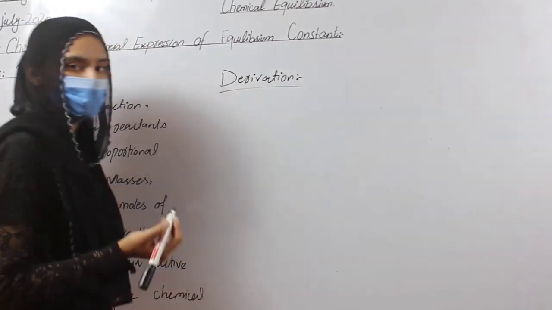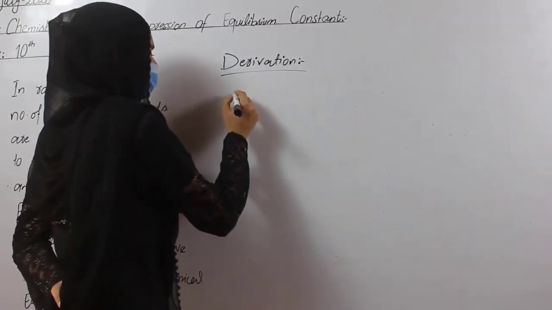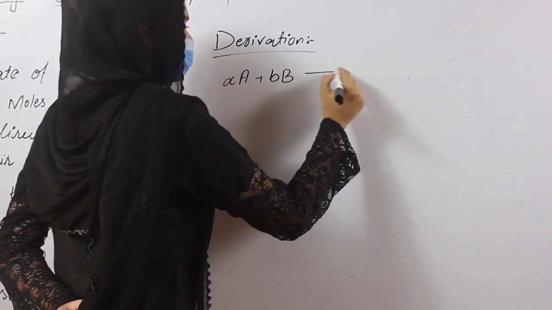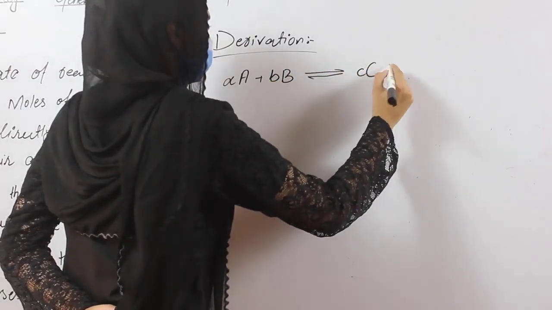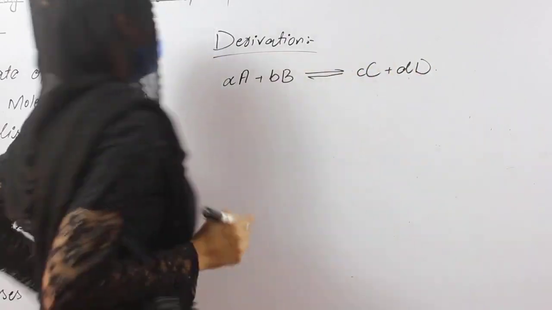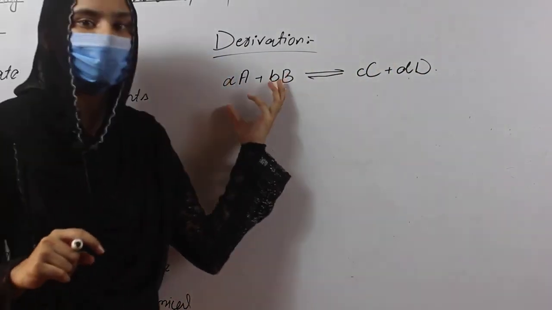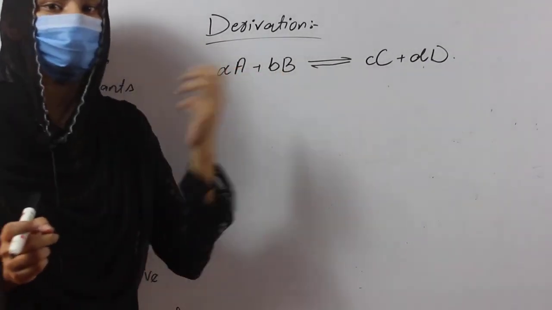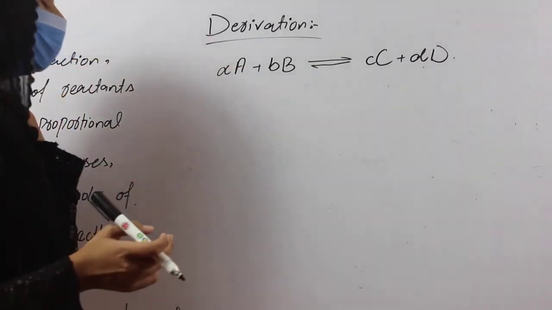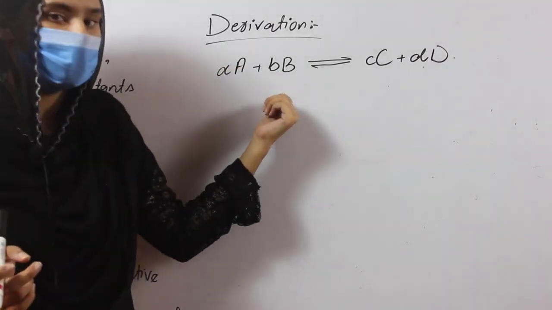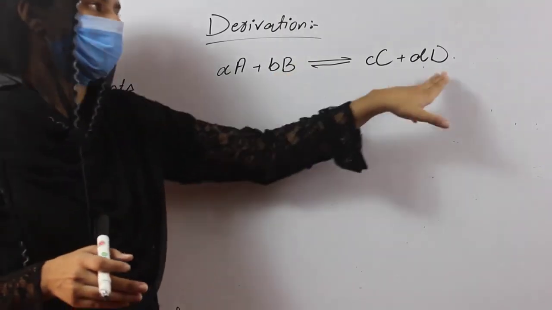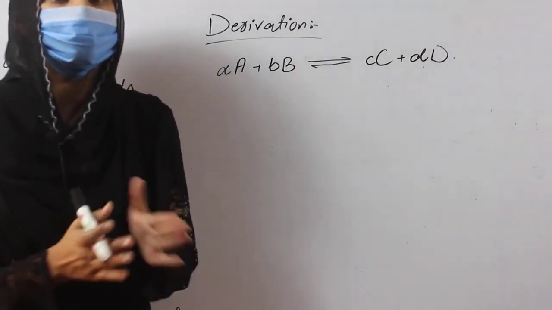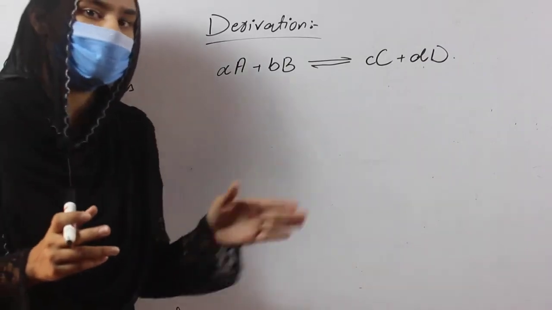That is the mathematical form. First of all we take a balanced chemical equation, with the number of moles of reactants forming products. In small a, b, c and d, these are called the number of moles or coefficients, but in capital letters they are the reactants or products. Here capital A and capital B are reactants, and capital C and capital D are products, but small a, b, c and d are the coefficients, or the number of moles of the reactants and products.